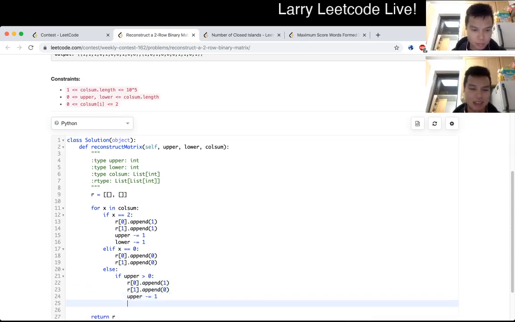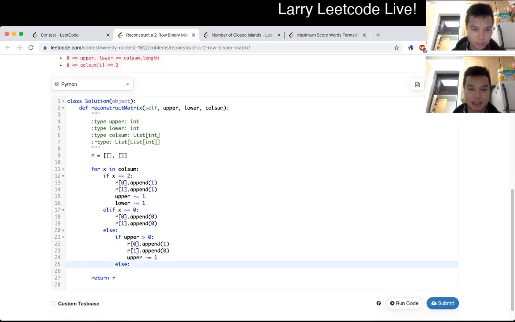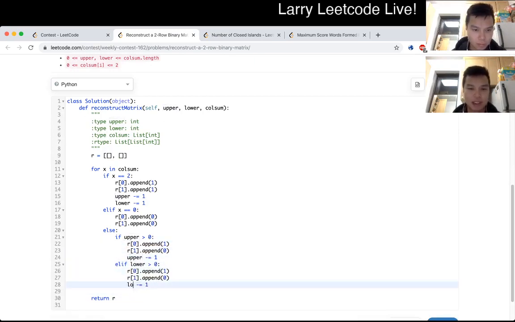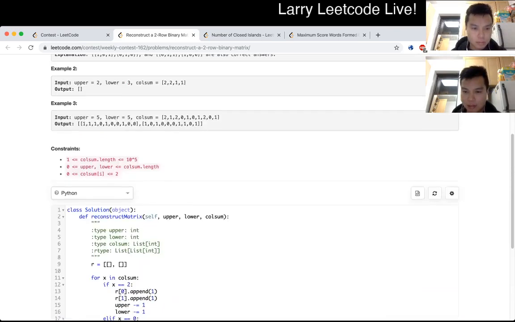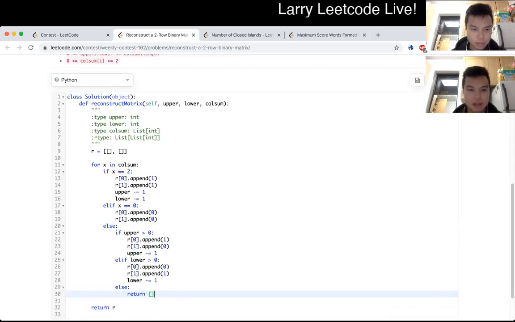I actually didn't think about this during the contest. But here as well, as I was saying, if x is 2, you force 2 ones. If x is 0, you force 2 zeros. Otherwise, just do greedy, right? And putting the answer in the right place. So this is roughly about 8 minutes in. I probably could have saved a few minutes if I could submit here.